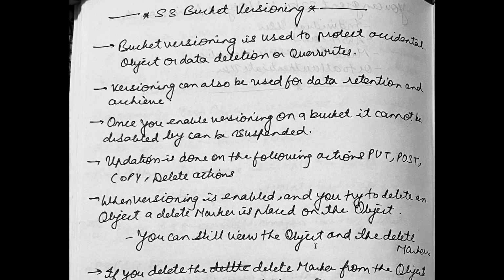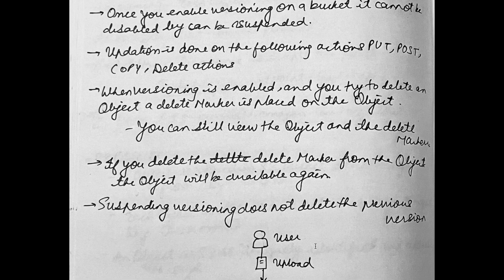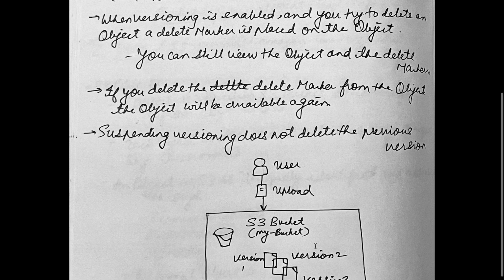Okay. Now, updates are done on the following actions, that is PUT, POST, COPY, and DELETE actions. Now, when versioning is enabled and you try to delete any object, a delete marker is placed on the object, which signifies that we tried to delete this specific object, right? And if you delete that delete marker, your object will be back to square one. It will be present. Now, suspending versioning doesn't mean that the previous versions are deleted. They will still be there, as I mentioned earlier, right?